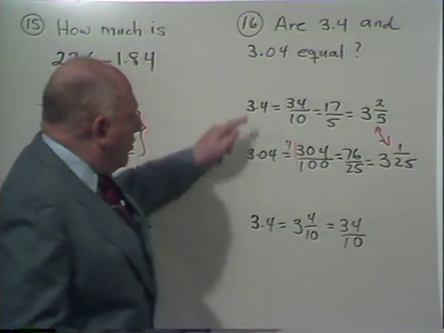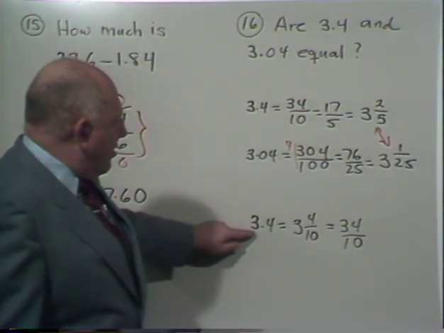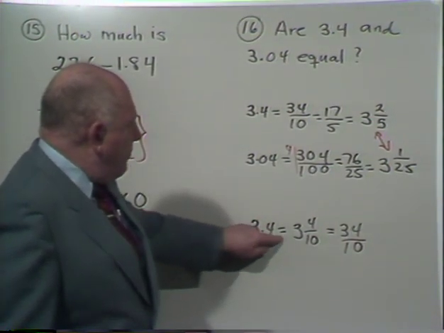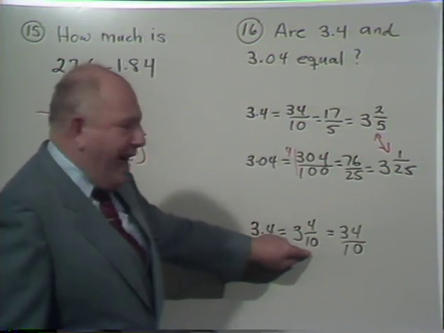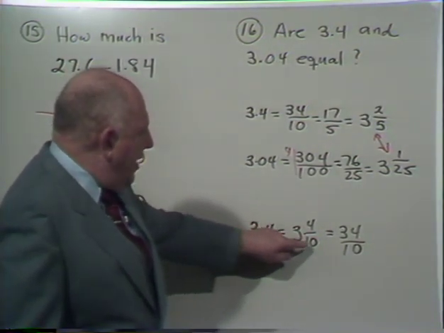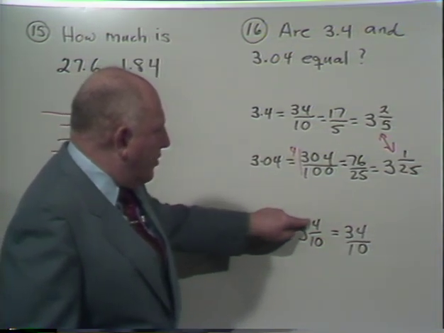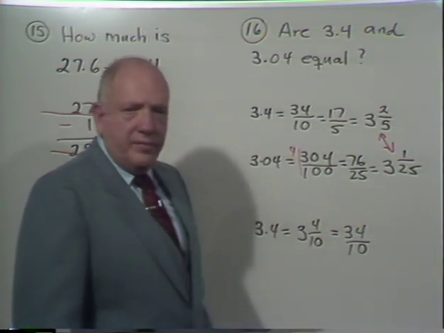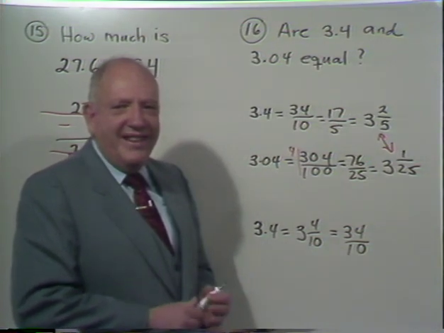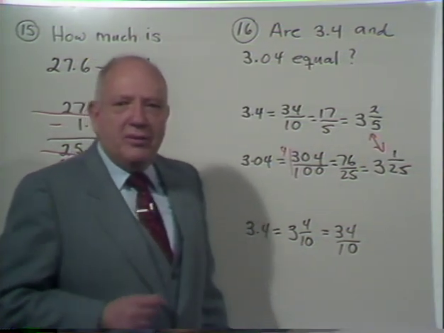And again, if you don't like to go through it this way, you can say what? 3.4 means 3 4 tenths. As a mixed number, 3 4 tenths can be converted into what? 10 times 3 is 30, plus 4 is 34 over 10. Enough for that, okay? Let's now do a multiplication problem.